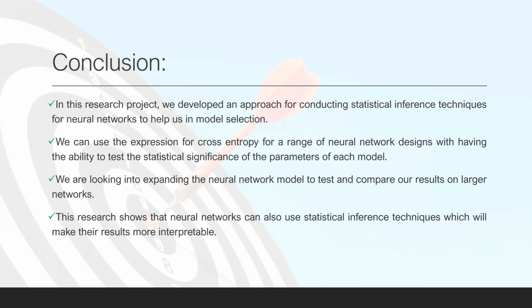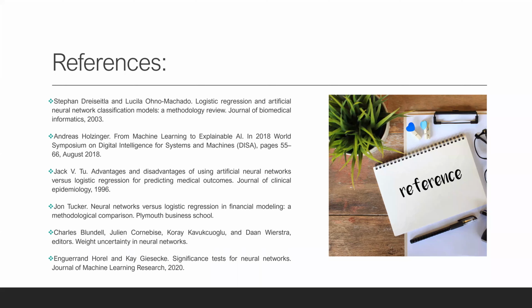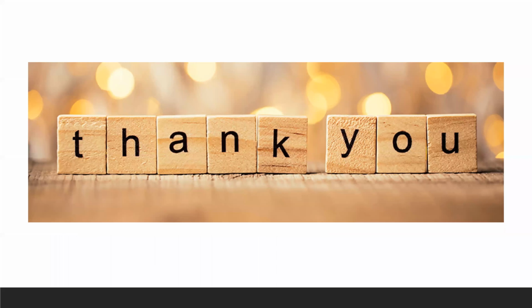We can use the expression for cross entropy for a range of neural network designs, with the ability to test the statistical significance of the parameters of each model. We are also looking into expanding the neural network model to test and compare our results on larger networks. Finally, this research shows that neural networks can also use statistical inference techniques, which will make their results more interpretable. And here are my references. Thank you, and that's it.